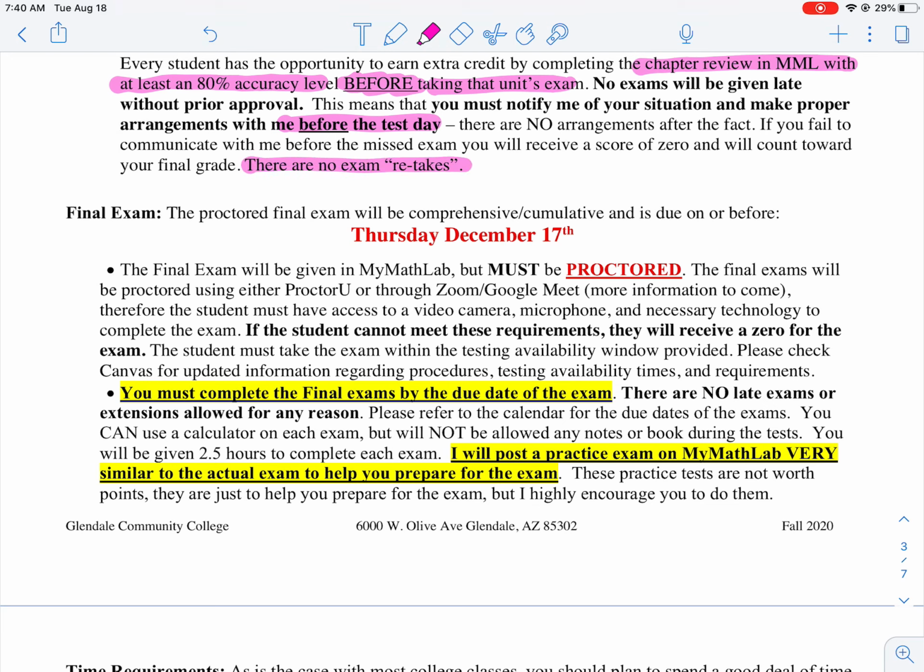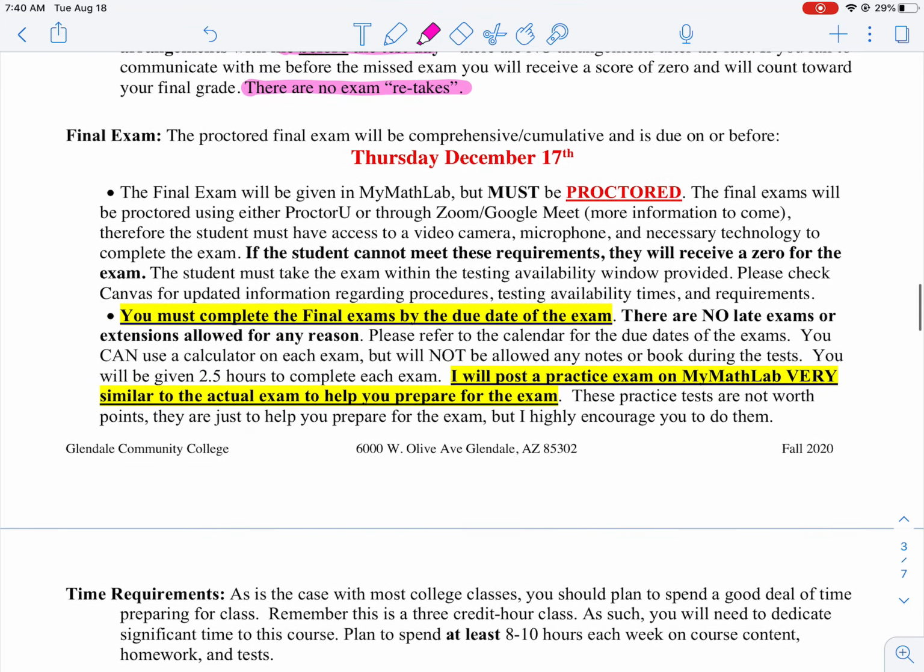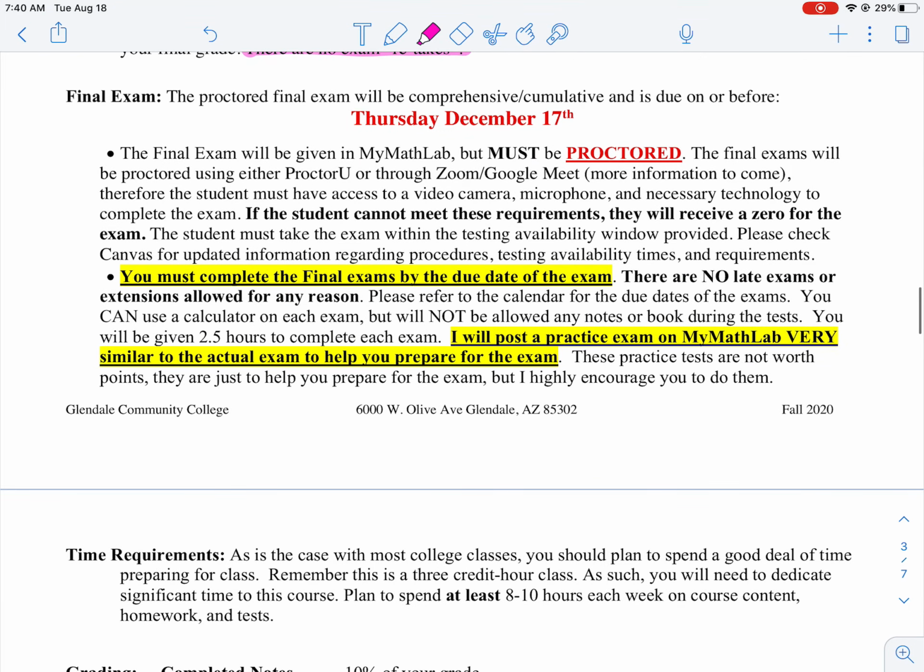There are no exam retakes. So unfortunately, if you do poorly on an exam, there's no way to retake that exam. So you need to make sure that you're doing the preparation before. You're watching the videos, you're taking the notes, you're asking questions, you're doing the homework, you're doing the reviews. You're doing the review as many times as you need to before you take that exam, because you cannot retake any of the tests, okay?